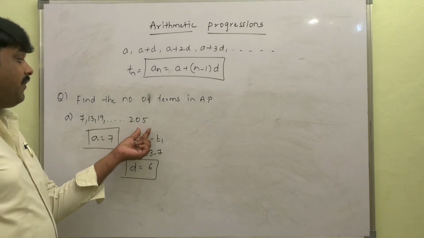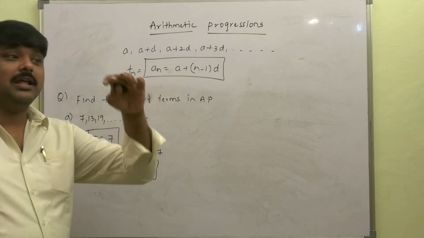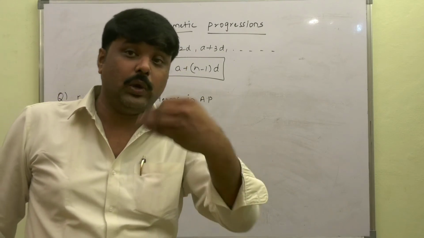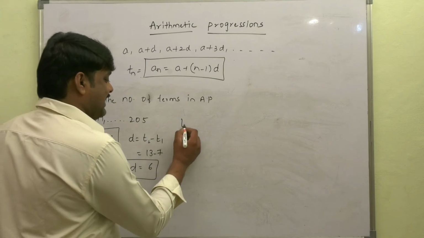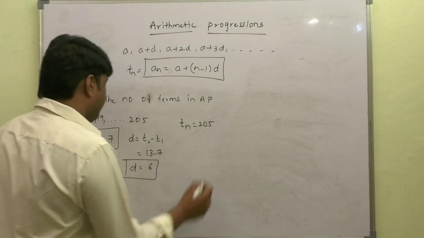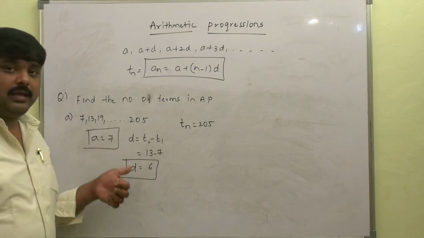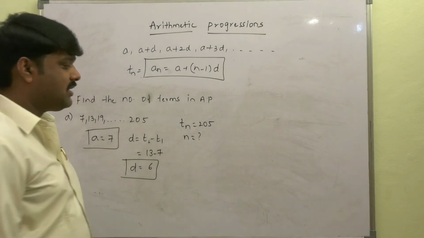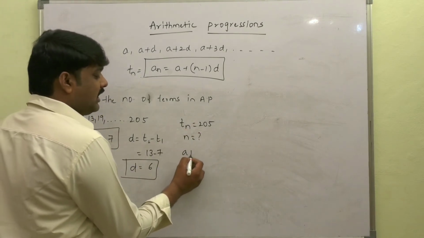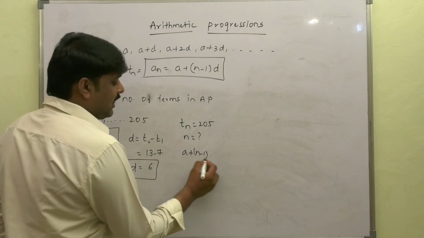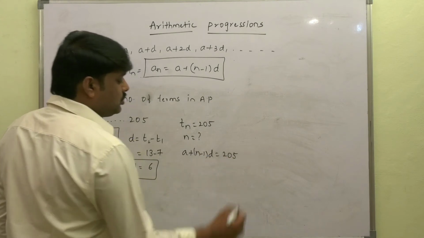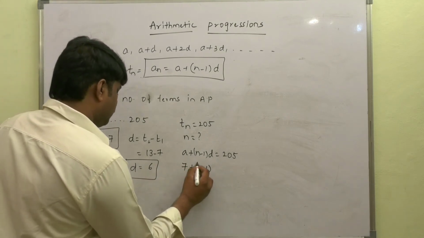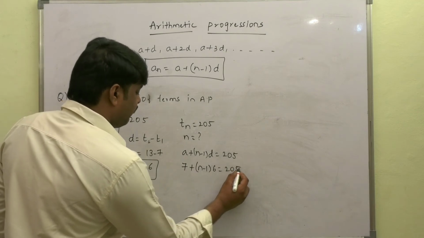Which term is 205? Number of terms అంటే the last term is given. Last term ని మనం ఏమైనా అజ్యూమ్ చేసుకోవచ్చు, nth term అని అజ్యూమ్ చేసుకోవచ్చు. nth term 205. చూసుకోండి, మళ్ళీ 4 parameters లో 3 వచ్చేసినాయి, A, D, Tn. Now we should find the value of n. Tn is given as 205. What is the formula for Tn? A plus n minus 1 into D equals to 205. A it is 7 plus n minus 1 into D it is 6 equals to 205.